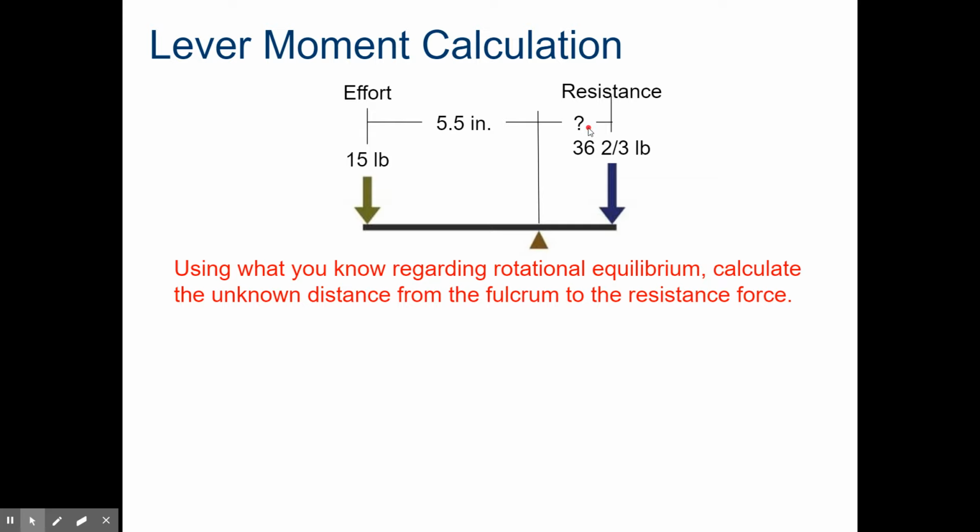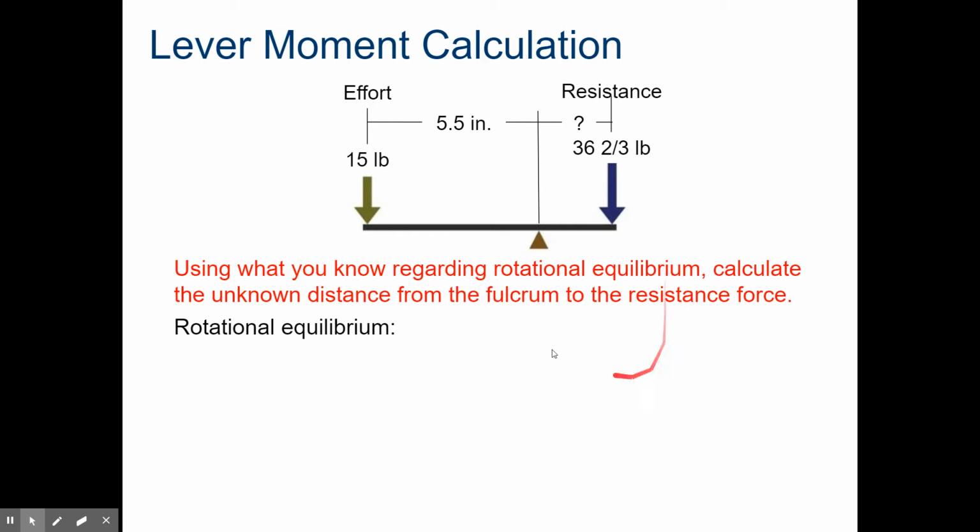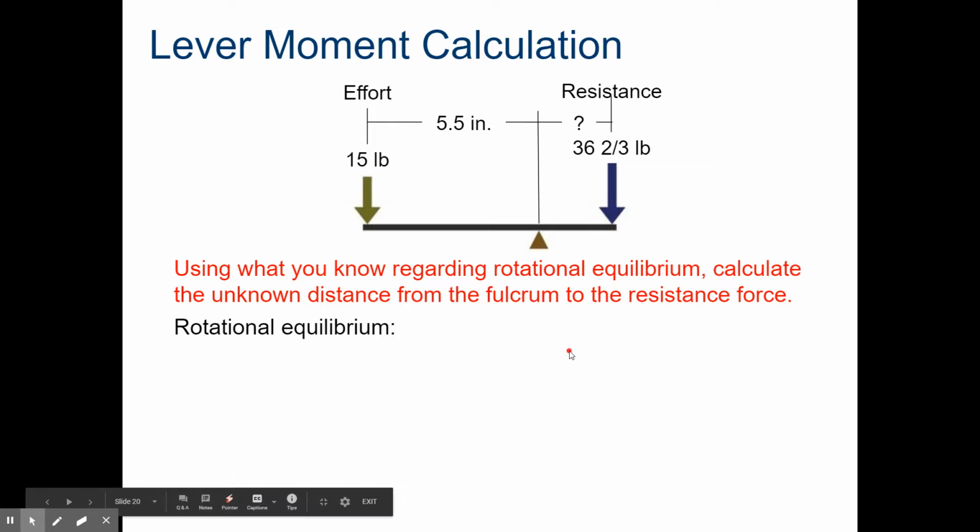So let's use this idea of rotational equilibrium to figure out the resistance distance. If this lever is in rotational equilibrium, that means the moments balance. Our effort moment is equal to our resistance moment, and if I added them together, they equal zero. That makes sense, because this effort is counterclockwise, so it would be positive. If I added it to the resistance moment, which would be negative, they would equal zero.